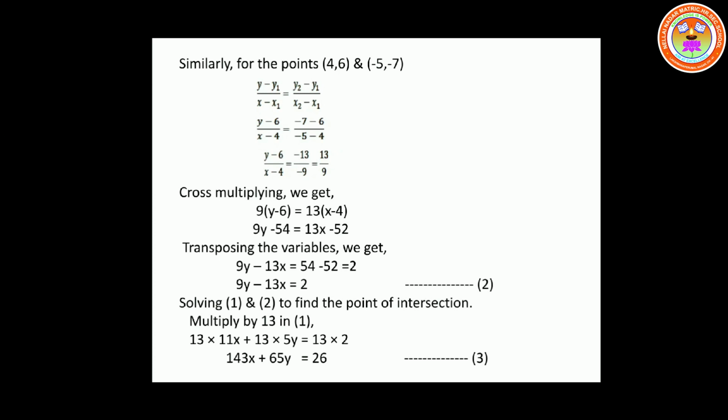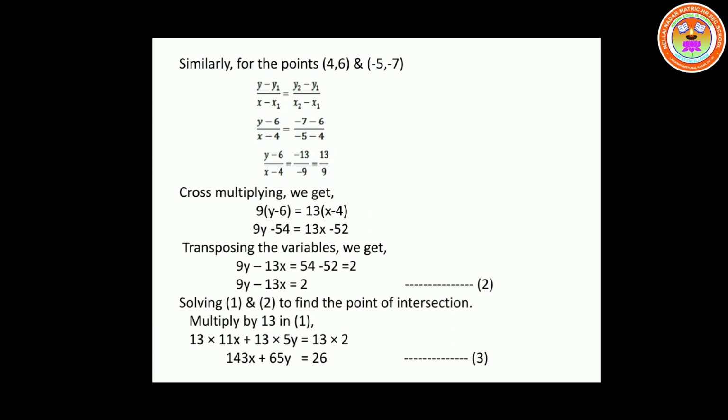Now simplifying, y minus 6 divided by x minus 4 is equal to minus 7 minus 6. So adding the numbers, it becomes 13 with the minus symbol, divided by minus 5 minus 4 becomes minus 9. So both numerator and denominator are negative, so it becomes 13 by 9, positive. Now cross multiply. So 9 becomes the numerator on my LHS and x minus 4 becomes the numerator on my RHS. So that becomes 9 of (y minus 6) equal to 13 of (x minus 4).